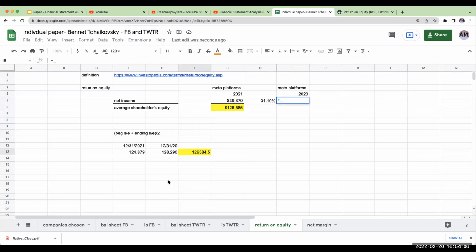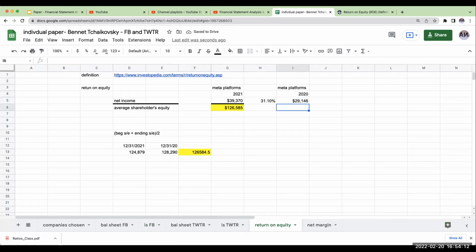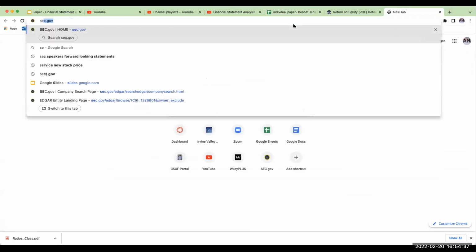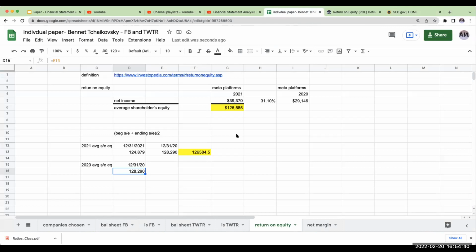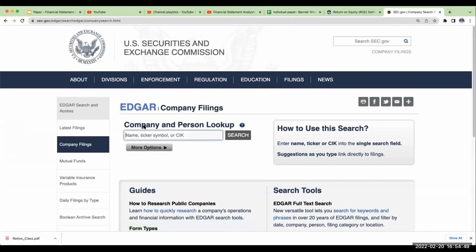So for 2020, I'm going to go to my income statement for Facebook. This is going to be 29,146,000. Now, this is the 2021 average shareholders' equity. For 2020, I need average shareholders' equity. I know that as of 12/31/20, this is going to be 128,290. What I'm now going to have to do is go back and figure out what it was as of 12/31/19.